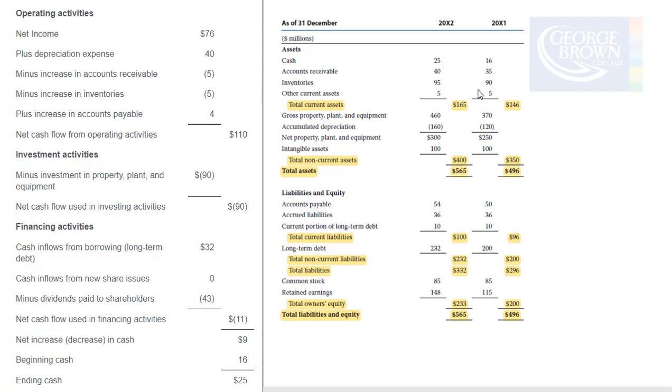Next thing, we're going to look at the inventories. Inventories increased. That's a use of cash. I buy inventories perhaps using cash.